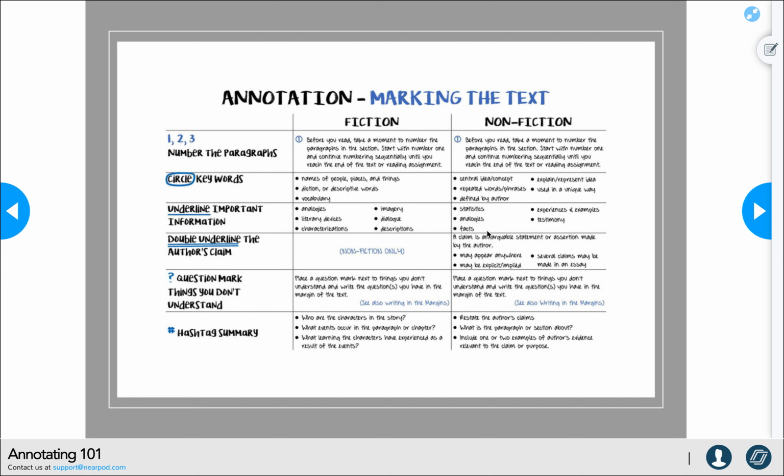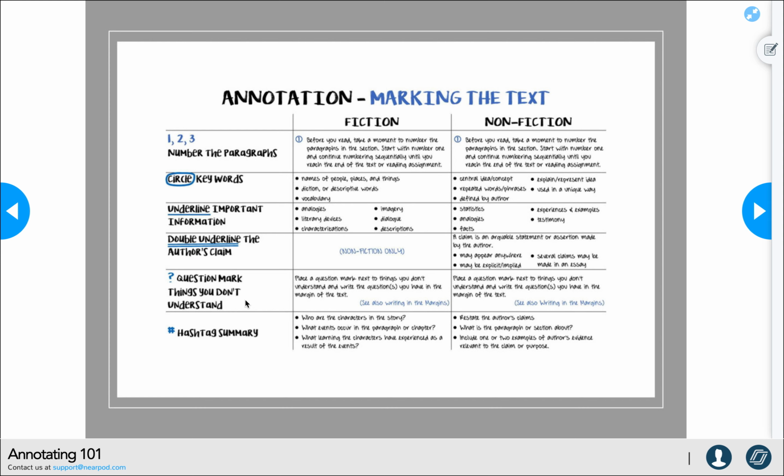With nonfiction, you're going to want to underline facts, statistics. Sometimes they even have testimonials. You want to underline those. Those are important details. Double underline the author's claim. Now notice, this is not for fiction, right? There's no claim in fiction, but there is an author's claim in nonfiction, and we're going to be going over that in the next couple of weeks. So you're going to want to double underline that, and you'll get more sense of what that is later.